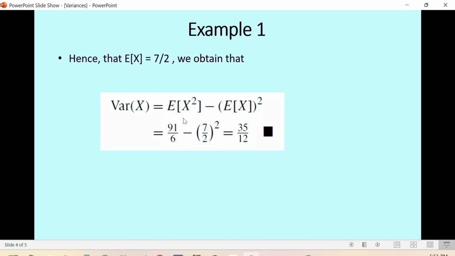After we have got the expectation of X squared, we can use this formula: the expectation of X squared minus the square of the expectation of X. The expectation of X is 7 divided by 2, because each value 1, 2, 3, 4, 5, 6 happens equally, so the mean value is 3.5. Then we take the difference between these two parts, and we get the variance of X is 35 divided by 12.